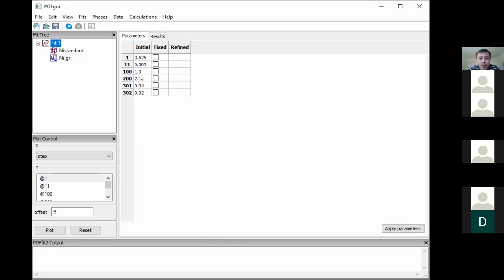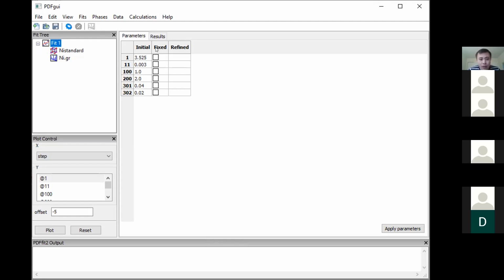And 200 is the correlation factor, to account for the narrowing of the first PDF peak. So that's the correlation factor. And these two normally are very big numbers, and is normally what I reserve for the final stage of fitting. These are Q broad and Q damp. This is what we want to fit to get numbers that are related to the instrument.